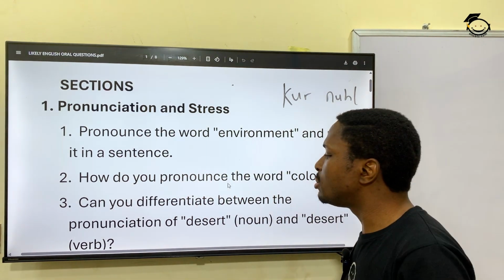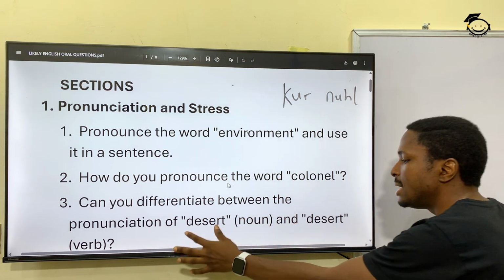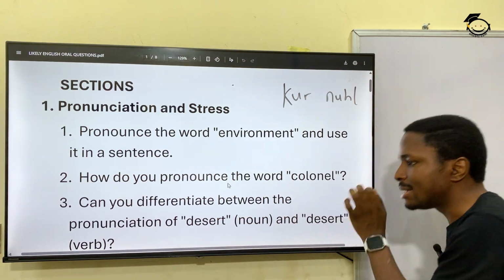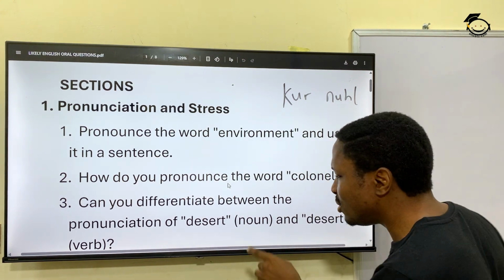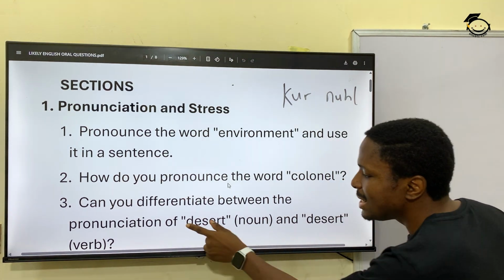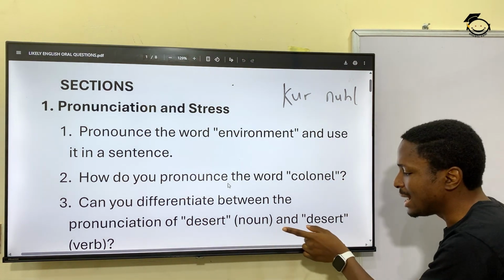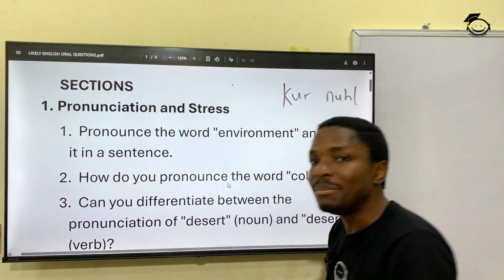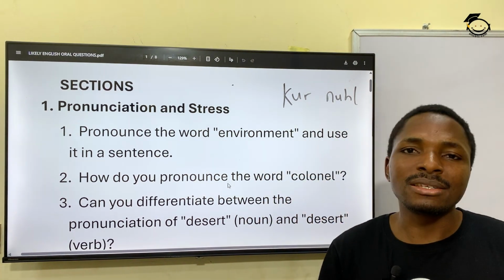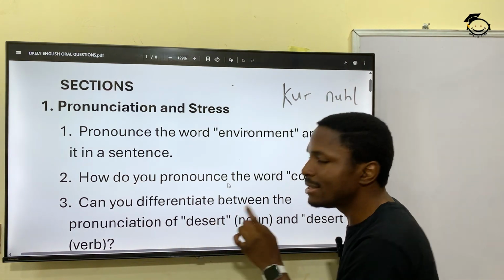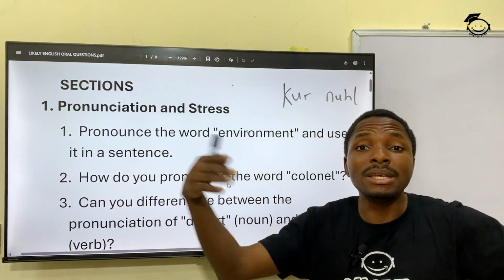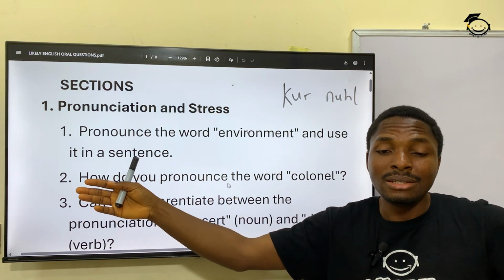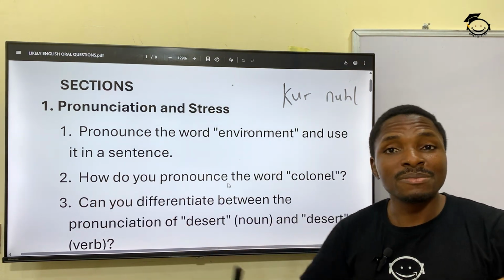Now, can you differentiate between the pronunciation of desert and desert? Now, they look the same, but very importantly, you must pay attention to this. This desert is a noun, and this desert is a verb, meaning that they mean different things. Desert here is the name of a place, a dry land, a land without vegetation.